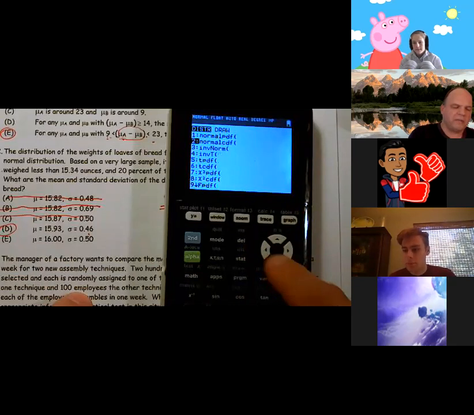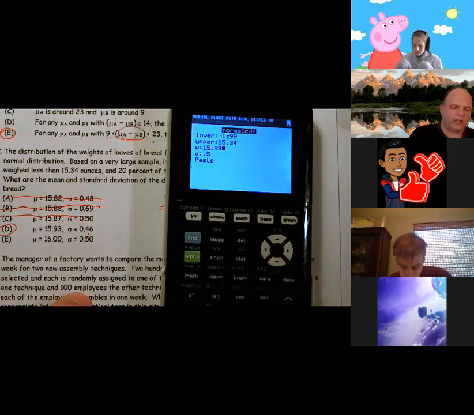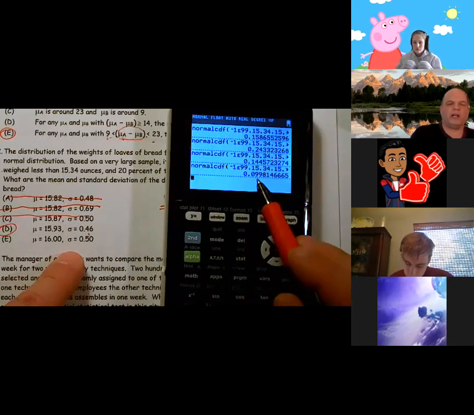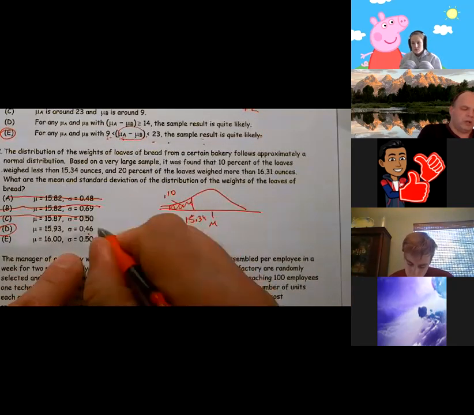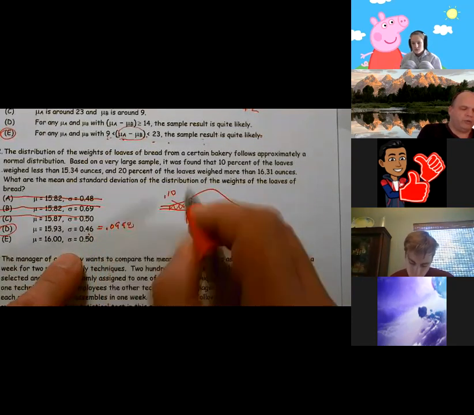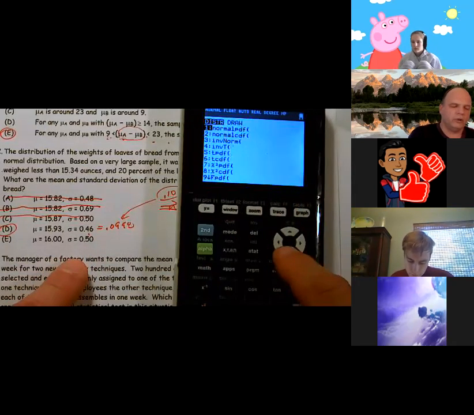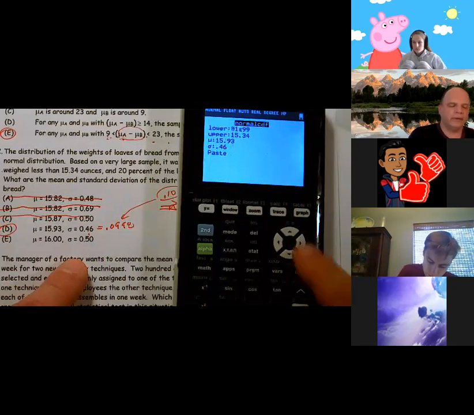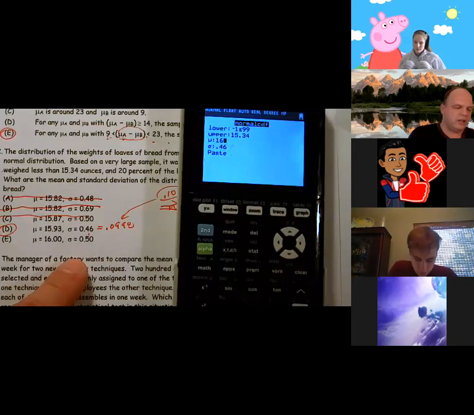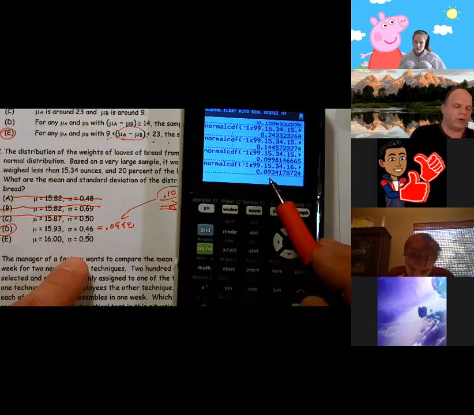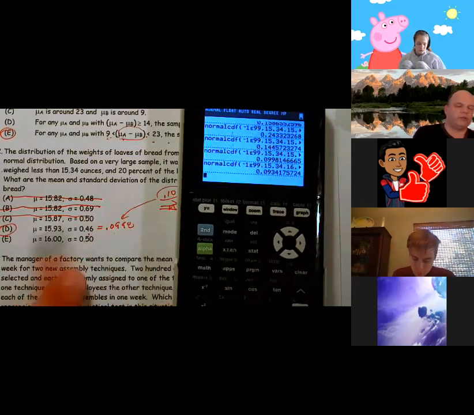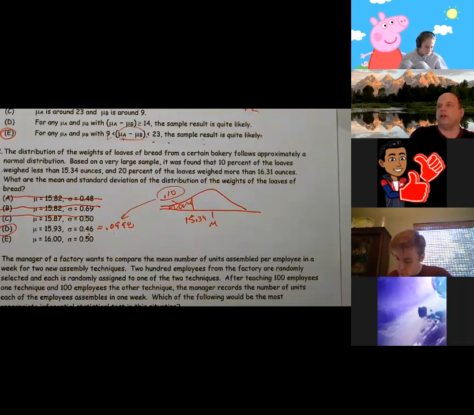Second vars, norm CDF. Change this to 15.93, standard deviation 0.46. And I get 0.0998. That's pretty close to 10%, but we'll go ahead and check the last one just in case. Second vars, norm CDF. This is 16. This is 0.5 and 0.0934. Obviously 0.0998 is closer, so my answer is D. And I could have checked it on the upper one as well.